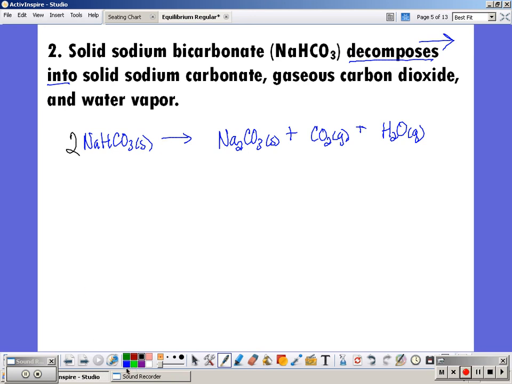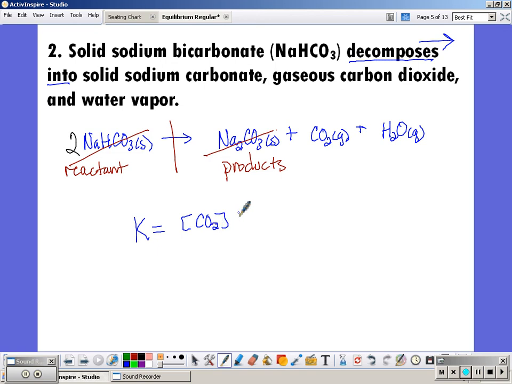Now this problem is different from the other problem because it's a heterogeneous equilibrium. So the stuff on the left is still called the reactant. The stuff on the right is still called products. But I have solids, and we don't include solids in our equilibrium expression, so we can cross those out. So K equals products. Now I don't need to worry about the solid, so we'll say CO2 times H2O divided by my reactants. Well, I crossed out my reactant because it was a solid, so I could just put a number 1 there to show that I don't have anything on that side.